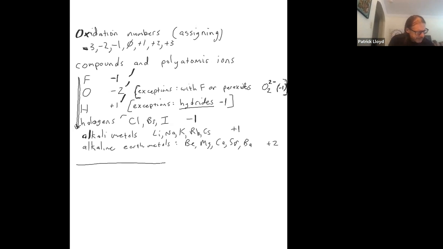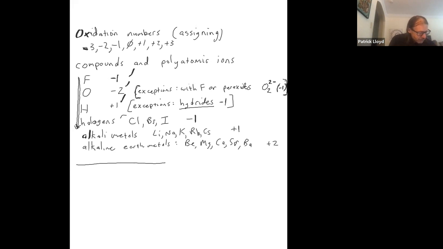Here's what I'm going to say now. Again, these are all numbers we're just assigning. We're saying, when you see something, you assign it that number, right? That's what it's given. You're essentially encoding each atom with an oxidation number. So I'm going to give you a couple of rules here.